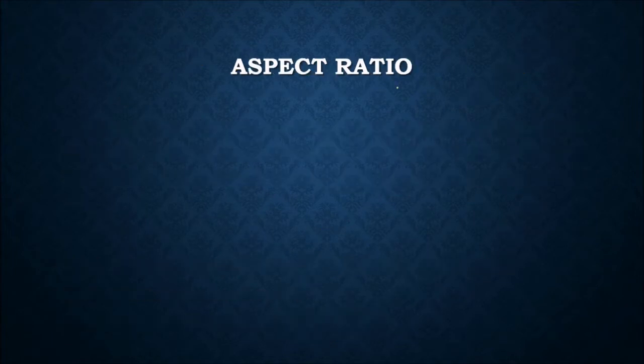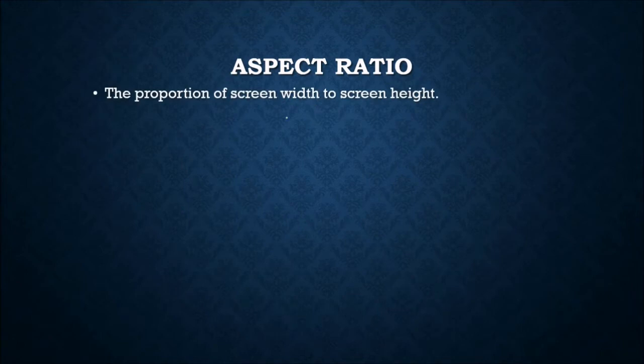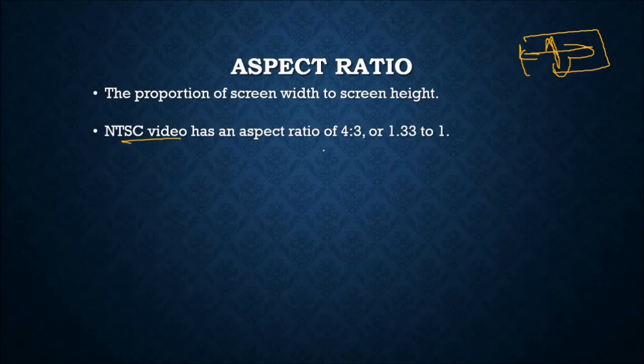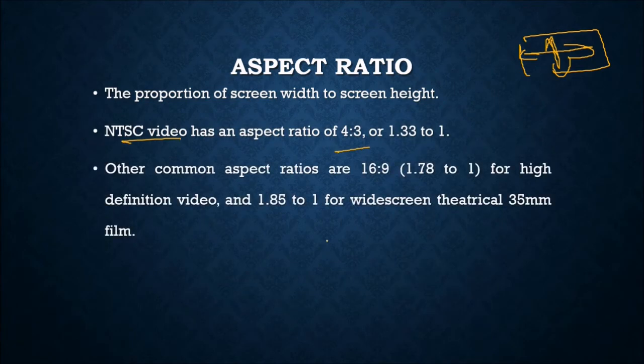What is aspect ratio? It is the proportion of screen width to height. So width to height is the aspect ratio. NTSC video has an aspect ratio of 4:3 or 1.33:1. Other common aspect ratios are like 16:9, that is 1.78:1. Now you find this as wide.